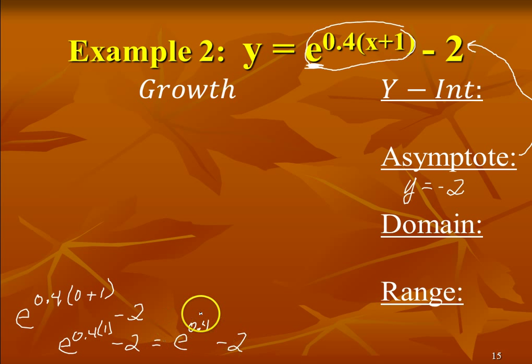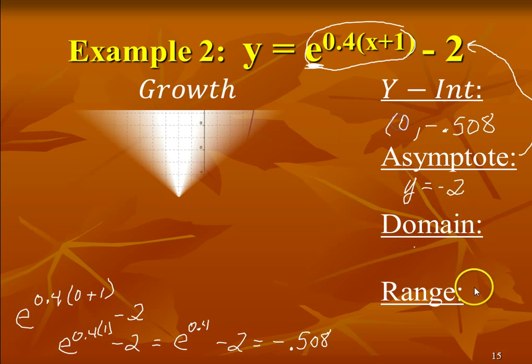Plug this in your calculator. Again, use your calculator for these e's. E to the 0.4 minus 2. Your calculator is going to give you a value of about negative 0.508. So my intercept is 0, negative 0.508. Now, let's see if that matches with my picture.